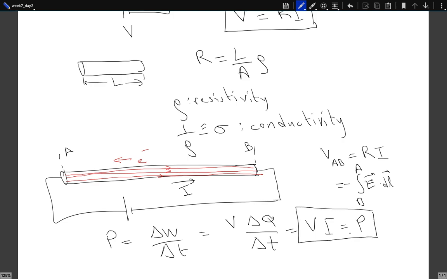This is the power of the battery, which means it's the rate of work that the battery does. It is also the power of the resistor. It is the rate at which it dissipates energy. It heats up, for example.